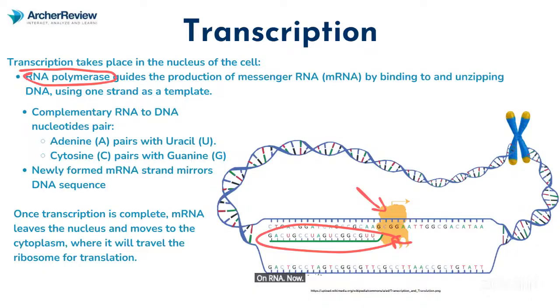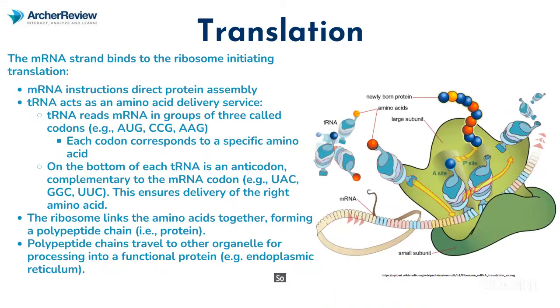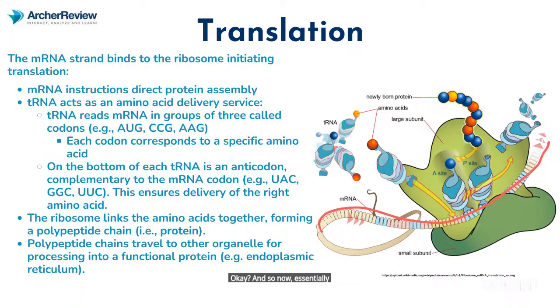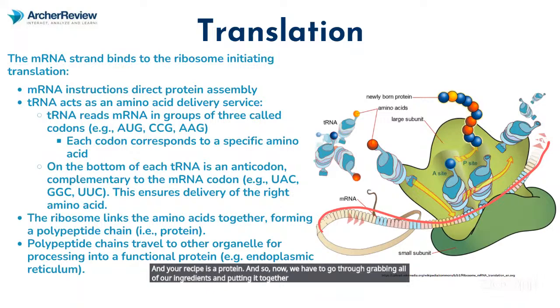Now, once mRNA is built, then we have to go on to translation. Translation is where that recipe is going to be read and the protein can be built. So that's our next step. The mRNA, that photocopy, so to speak, leaves the nucleus, travels out into the cytoplasm, and then lays on the ribosome. That's what we see illustrated right here. Okay. And so now, essentially, you've got your recipe, and your recipe is for a protein. And so now we have to go through grabbing all of our ingredients and putting it together. And that's what's happening in translation.